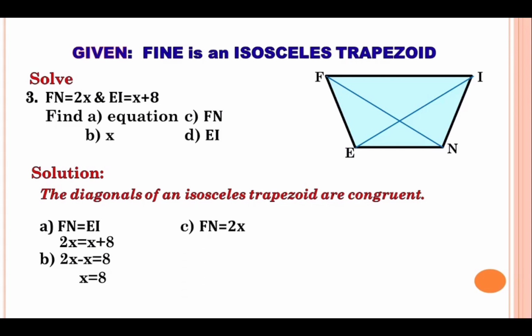Solving for FN, FN is equal to 2x. By substitution, we have 2 times 8, and 2 times 8 is 16. For EI, it is represented by x plus 8. Again, by substitution, in place of x, we write 8. So 8 plus 8, EI is equal to 16. Ayan, pareho ulit yung nakuha natin. Since diagonals nga sila ng isosceles trapezoid, dapat equal yung kanilang measure.